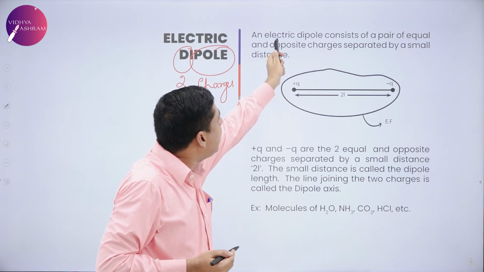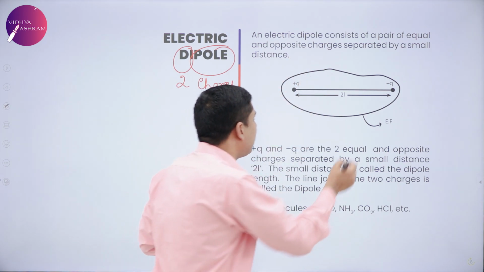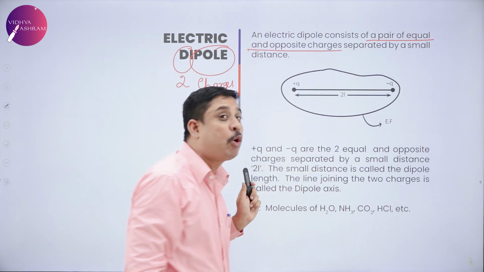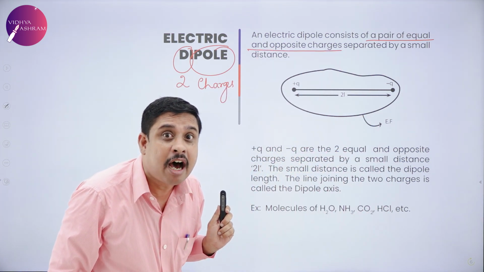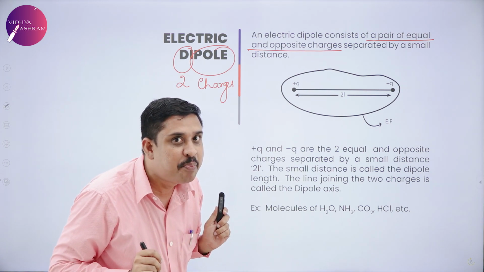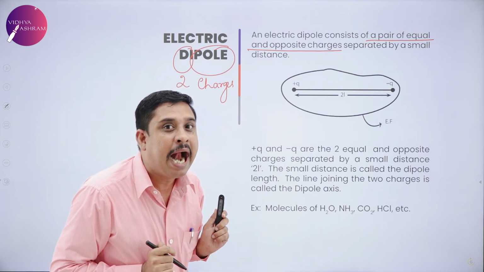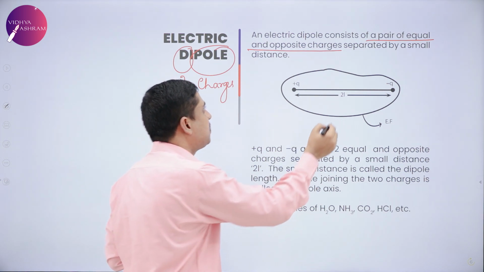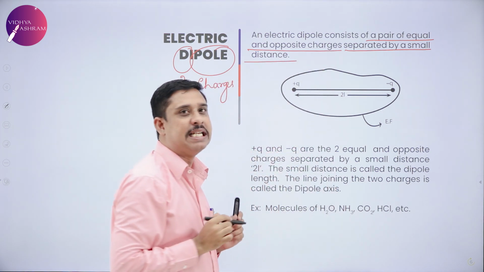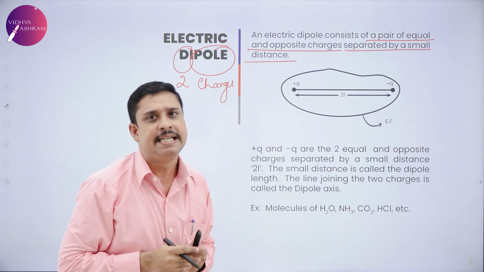We say an electric dipole consists of a pair of equal and opposite charges. I have said two charges. So it should comprise a pair of equal and opposite charges separated by a small distance. Very key term, small distance.